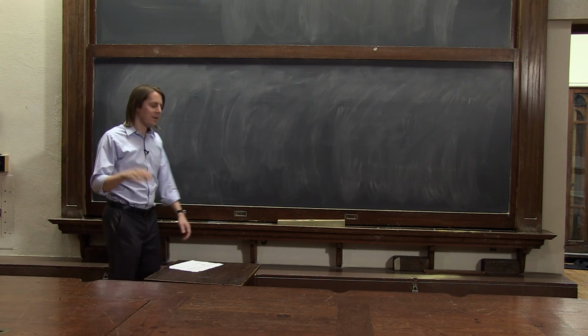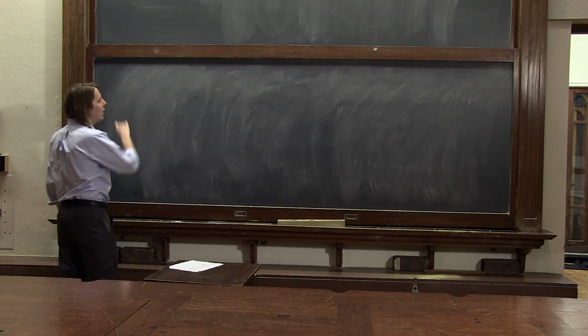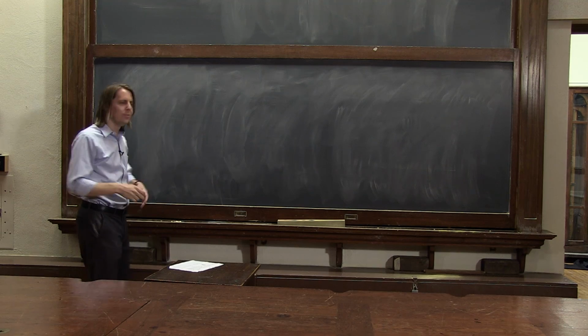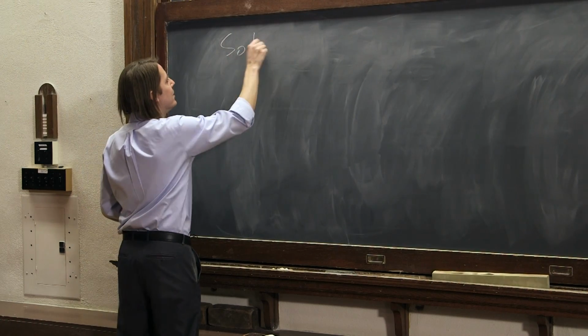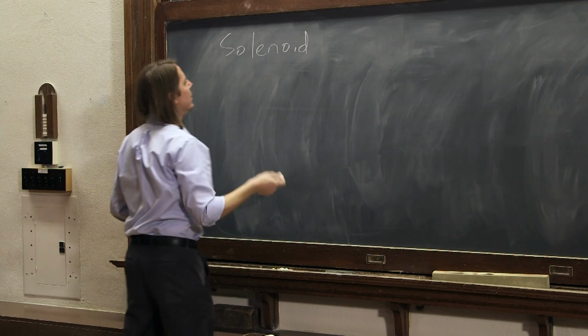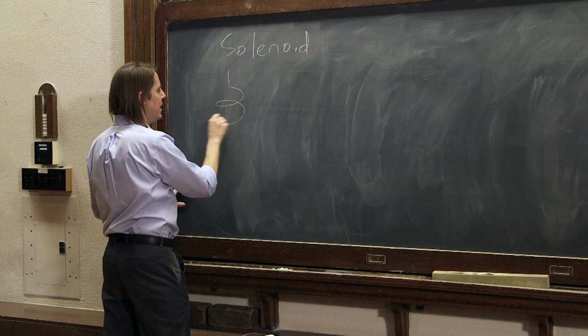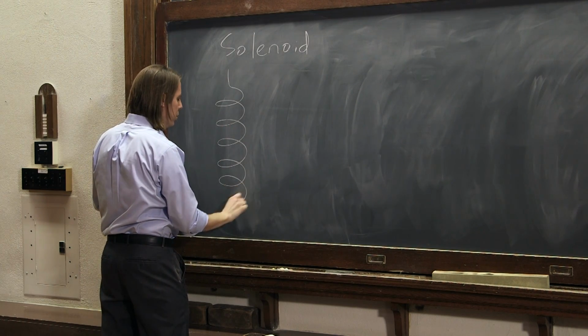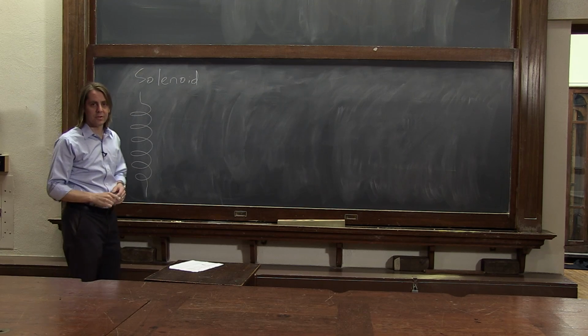Okay, so now we're going to think about an object that gives us a nice region of uniform magnetic field. That object is a solenoid. Now, a solenoid is really just a coil of wire that we send current through.